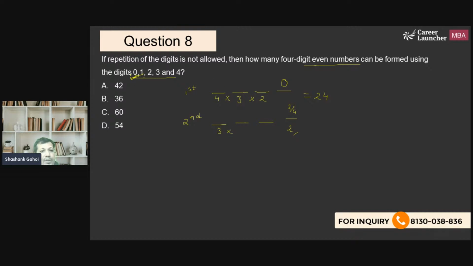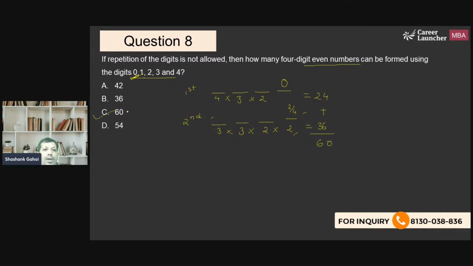3. Now what will happen at the second place? We have total 5 digits. Out of 5 digits, 1 digit is here, 1 digit is here. So how many digits are possible at this place? 3. At this place, how many digits are possible? 2. So the total possibilities are 36. So answer of this comes out to be 60.